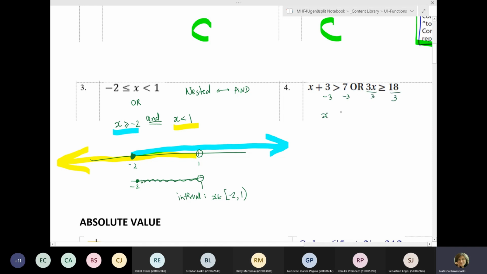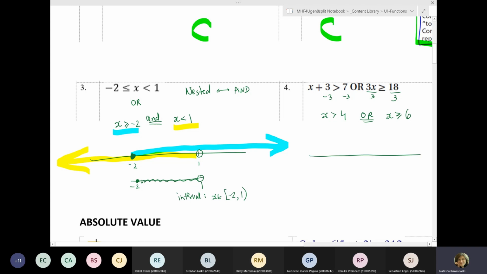So the first inequality will be x greater than 4. And keep the word or because it's important. It changes our solution. And the other side will have x is greater than 6. It doesn't flip the sign because we're not dividing by a negative. Here I was subtracting, not dividing. Here I'm dividing. Any questions so far?